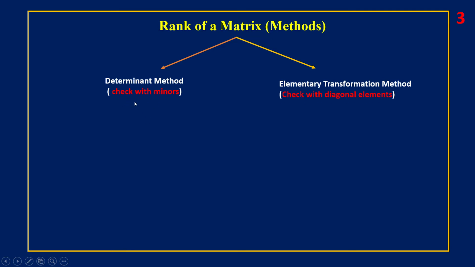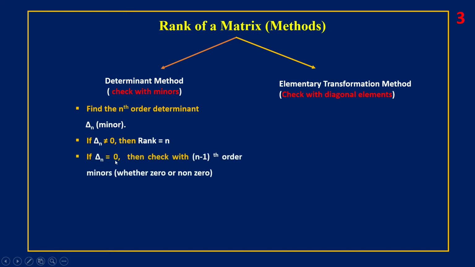The determinant method is nothing but, first step is to find the nth order determinant, that is the nth order minor. We need to find the nth order minor, which I term as delta n. We need to check whether it is 0 or non-zero. If the nth order determinant is not equal to 0, we can conclude the rank of the matrix equals n.